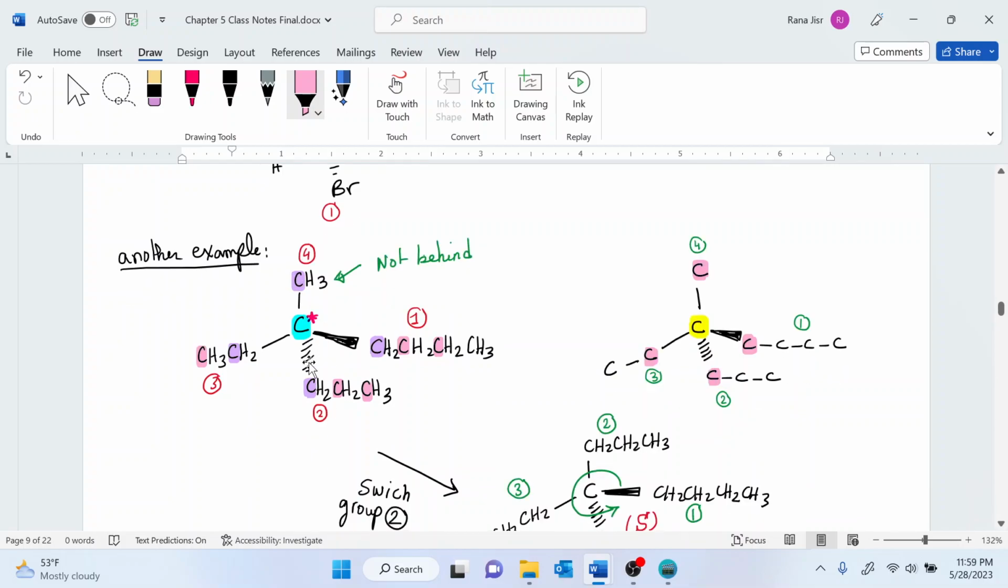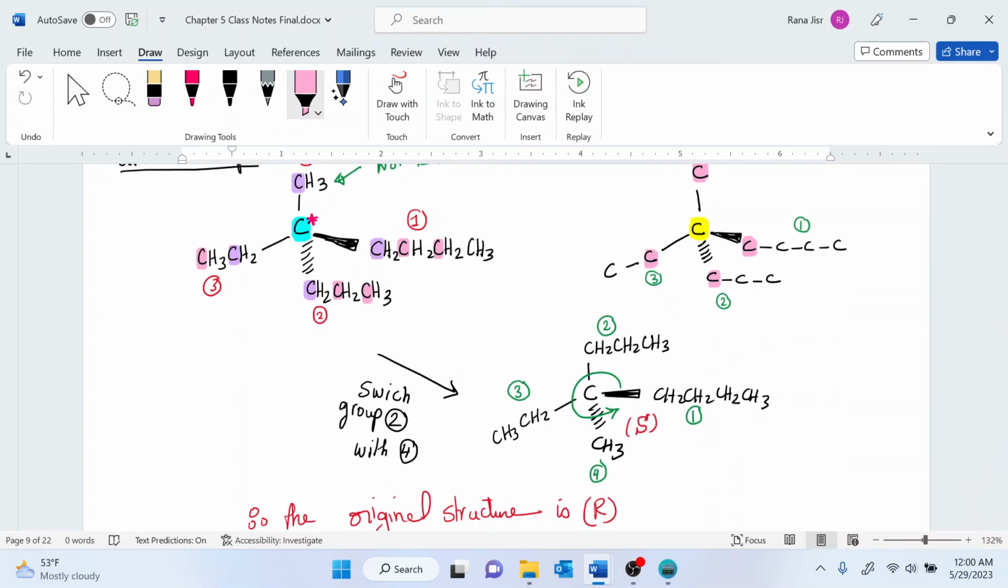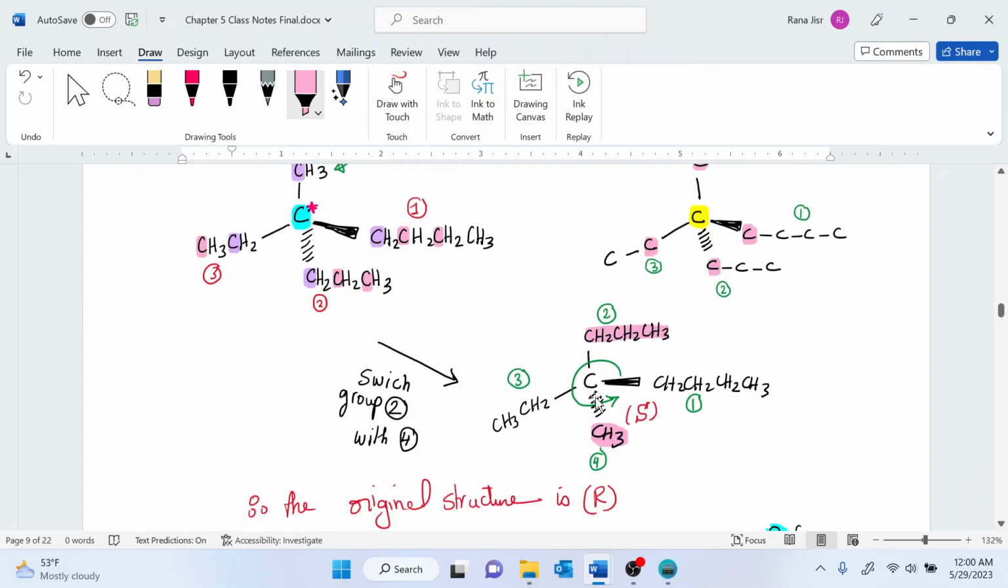Okay. Now notice that the second priority is behind and the fourth priority is in plane. So what we're going to do over here is switch the second priority with the fourth priority, as we did before. So the second priority now is going to be here, and the fourth priority is going to be behind, because I always need my fourth priority to be behind.